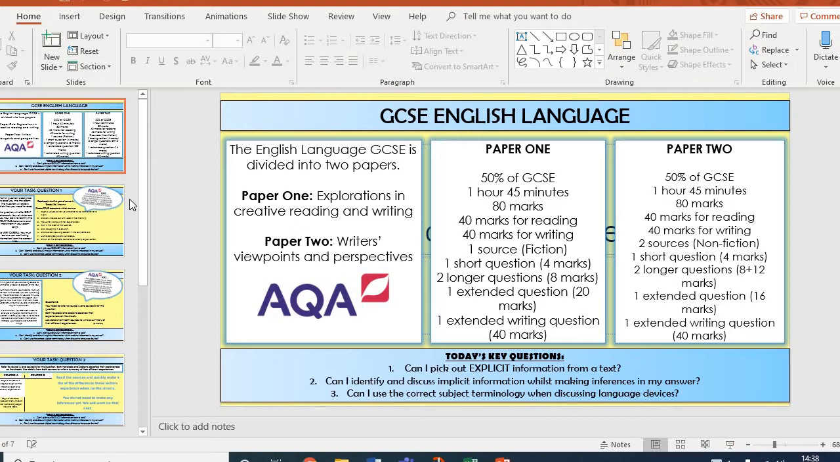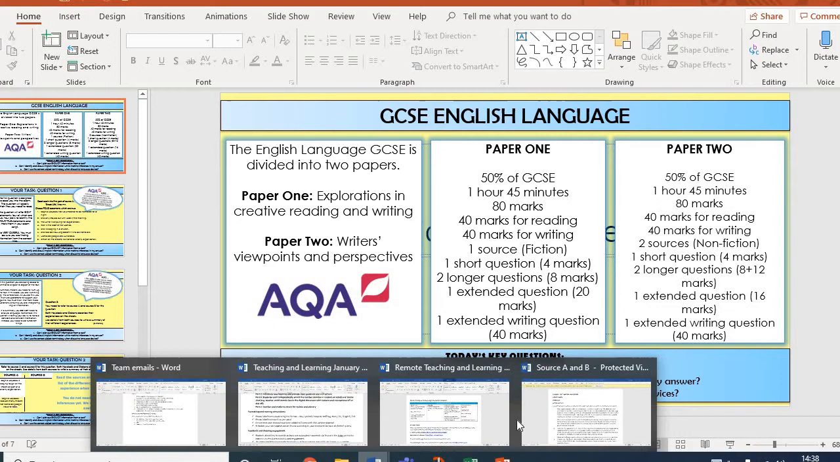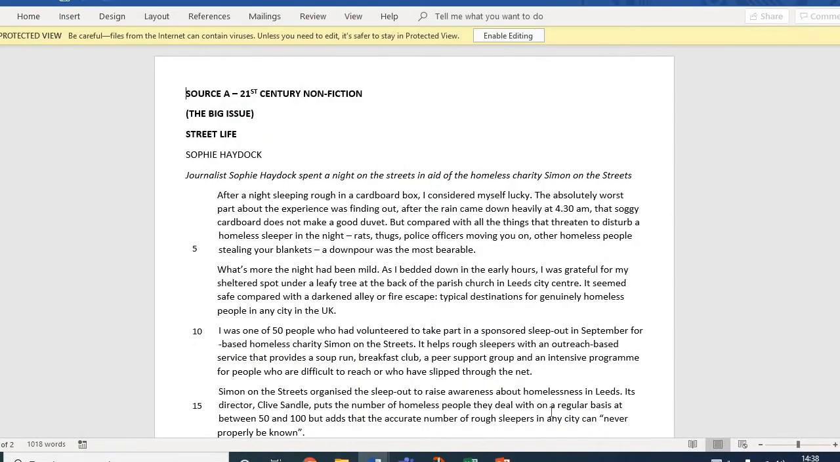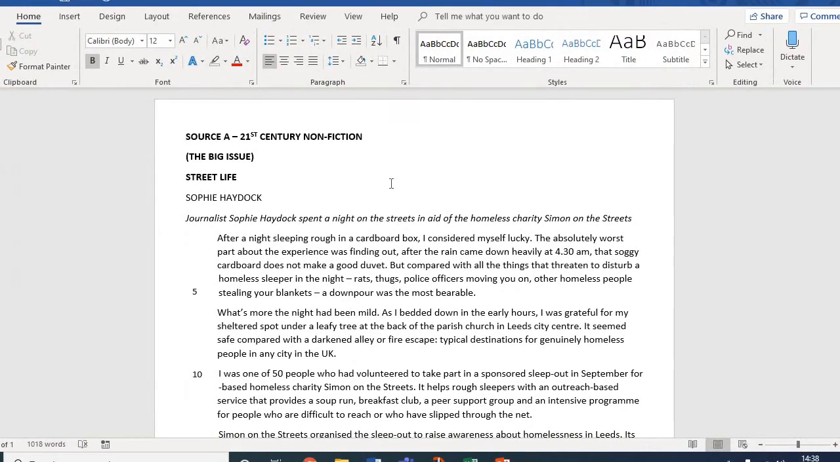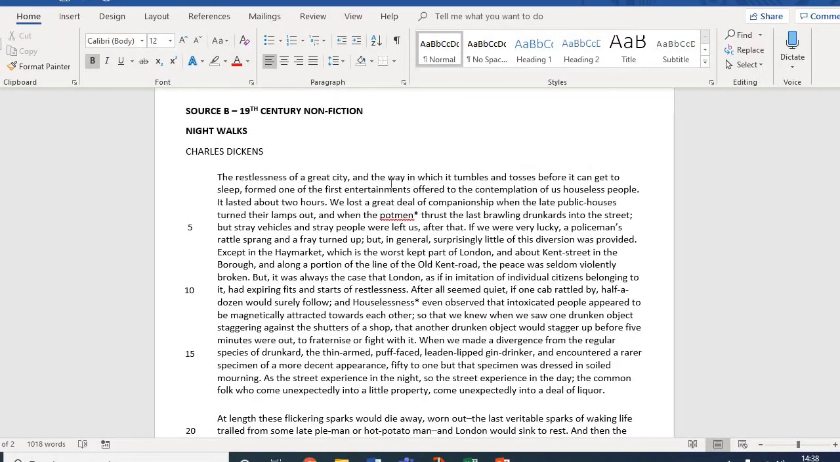Now, the first thing I want you to do, please, is take some time to read sources A and B that have also been attached for you. So you have here two articles, one by a writer called Sophie Haydock. This is your 21st century piece, and then the second is a piece by the 19th century writer Charles Dickens, who you're obviously familiar with from A Christmas Carol.